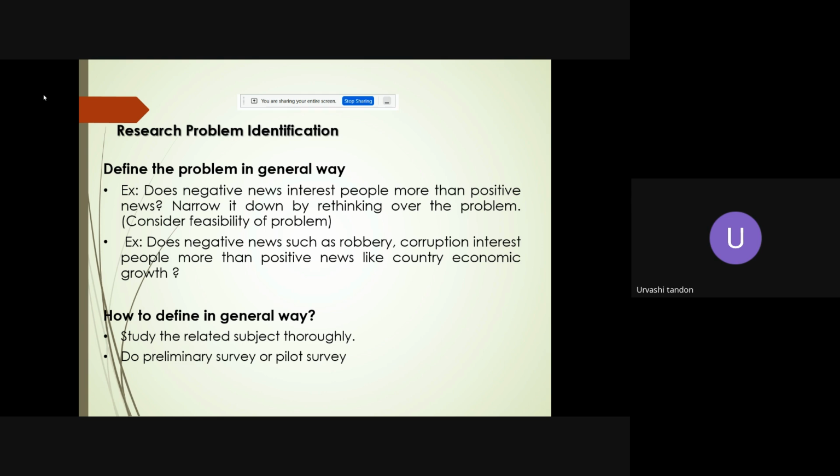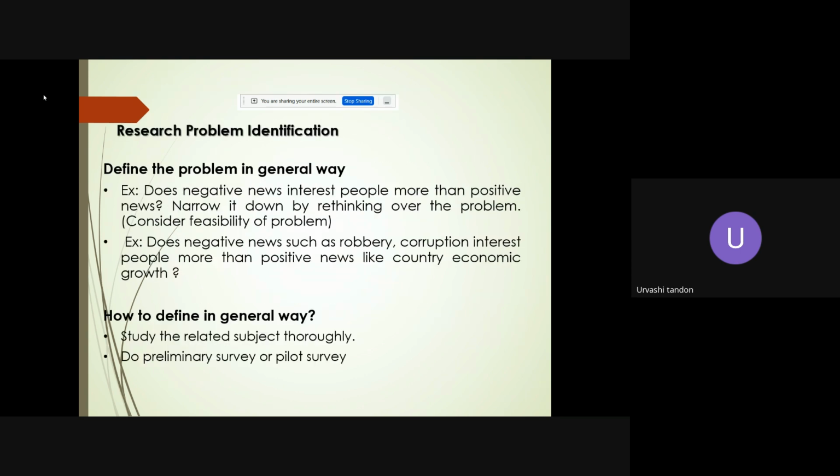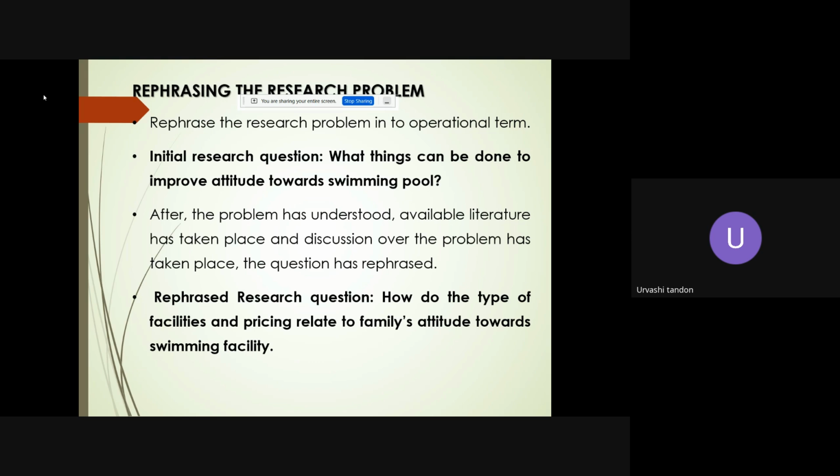A preliminary or pilot survey is a survey when you start the research. Ideally, science people do take a preliminary or pilot survey before starting the actual survey. The reason being that in a pilot study or pilot survey, you come to know that the problem is there, and we will be able to get the data and the information that is required. So once the problem is there, then you need to rephrase, right?